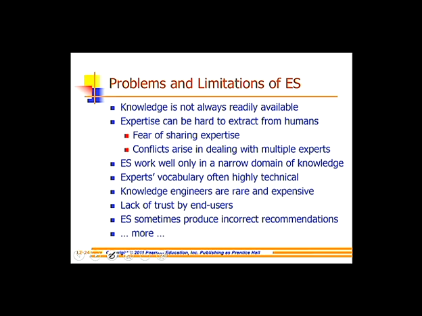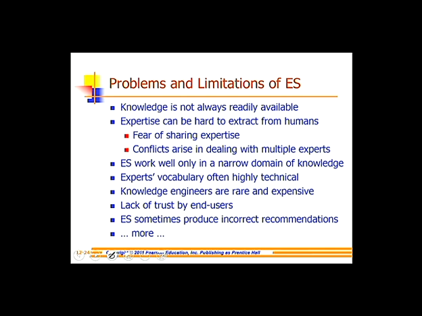Another limitation is that these systems work only in a narrow domain of knowledge. We discussed before that for broader or bigger problems, expert system performance is really low. Experts' vocabulary is often highly technical. To be able to talk to the domain experts, you need to have some domain knowledge. Again, it is a challenging thing. Knowledge engineers are the most crucial actor in developing expert systems, and they are also rare, and these guys are also very expensive.